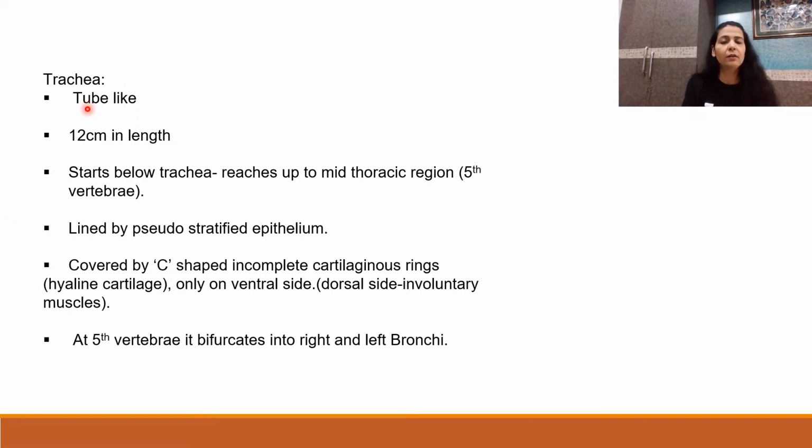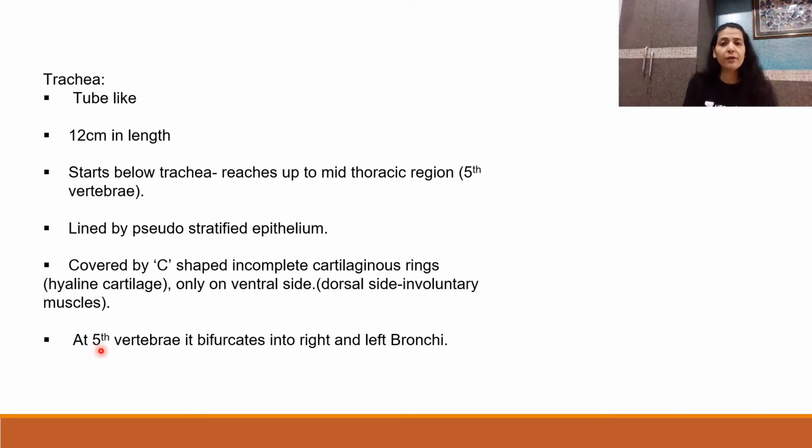What does it look like? Tube-like. How many centimeters in length? Approximately 12 centimeters in length. Reaches up to mid-thoracic region. Precisely fifth vertebrae. It's lined by pseudo-stratified epithelium. It is covered ventrally by C-shaped cartilage rings. They are C-shaped, they are incomplete, and they are made up of hyaline cartilage. Only on the ventral side, not on the dorsal side. On the dorsal side, some involuntary muscles are present.